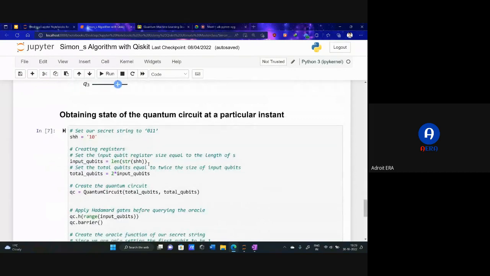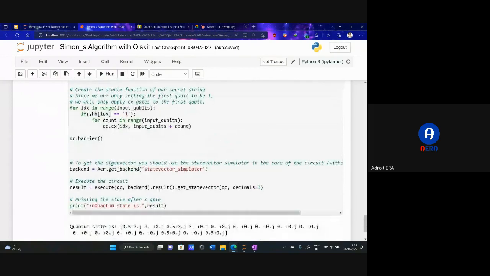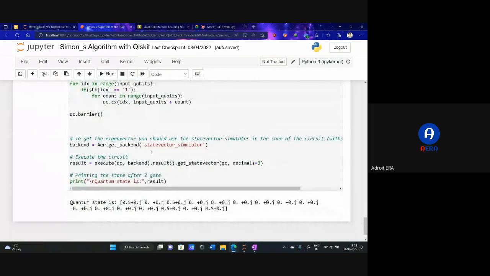And then again, if you want to obtain the state of a quantum circuit at a particular instant, you can put a barrier and measure there with the state vector simulator and print that. So these operations you already know. This is just some extra information, you can consider them as revision. Okay, so this is what it is.